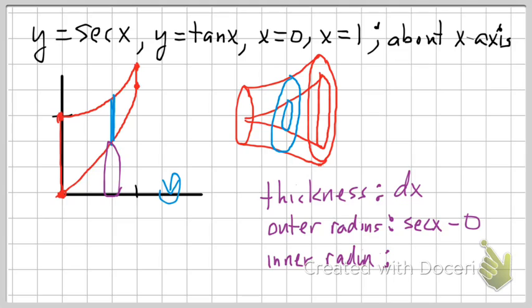Again, it's got to come from the center of revolution. Your inner radius would be tangent x minus 0. Which again is just tangent x. Do you see how I got that? Is that okay? From the center of revolution, your outer radius would be secant x minus 0, and your inner radius would be tangent x minus 0. All right?